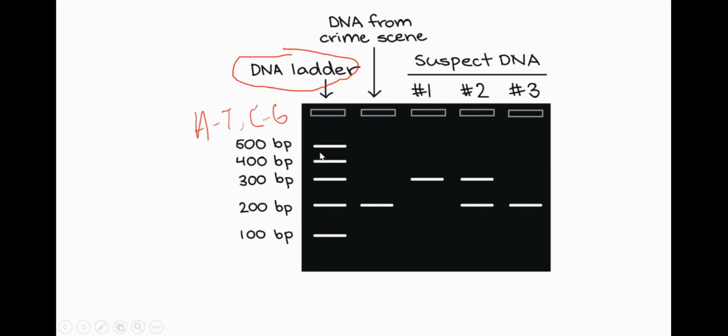The heavier chain stays at the top because it's heavier, it's slower. The smaller one moves faster through this and is able to go farther along.